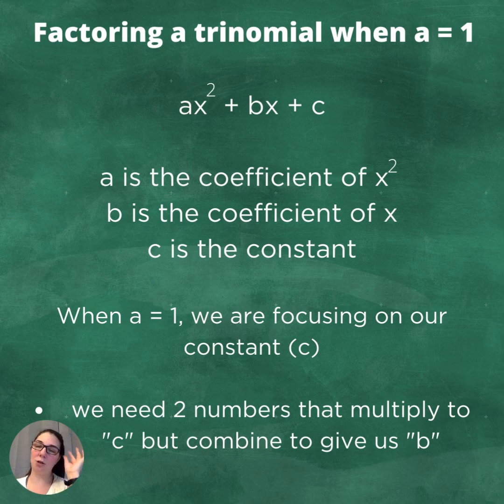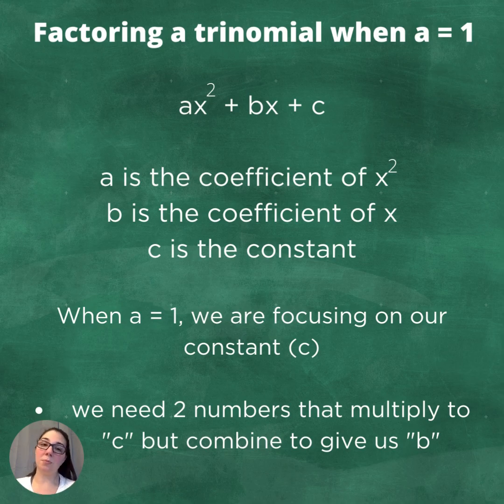When you're factoring a trinomial when a equals 1, a trinomial is a three-term polynomial, and a equals 1 means that the number in front of your x squared is 1. Typically with these problems, they don't actually put the 1 in front. They'll just put something like x squared plus 3x plus 7. So a is the coefficient of x squared, b is the coefficient of x, and c is the constant. If coefficient is a word you don't know, it just means the number in front of. So a is the number in front of x squared, b is the number in front of x, and c is the constant. A constant value doesn't have a variable with it.